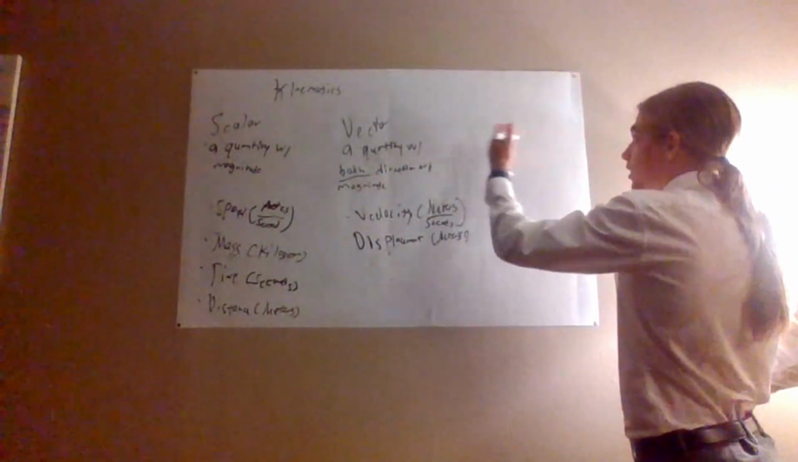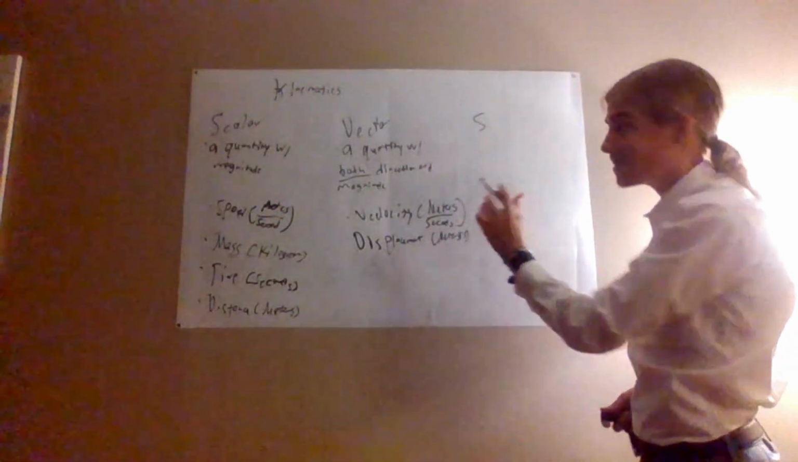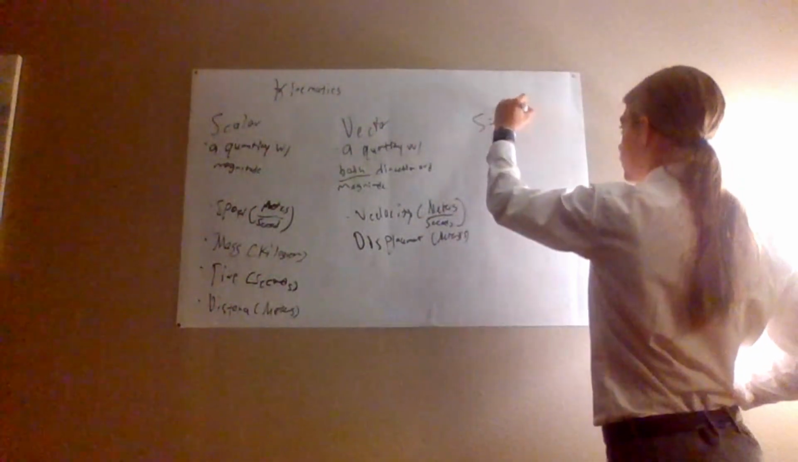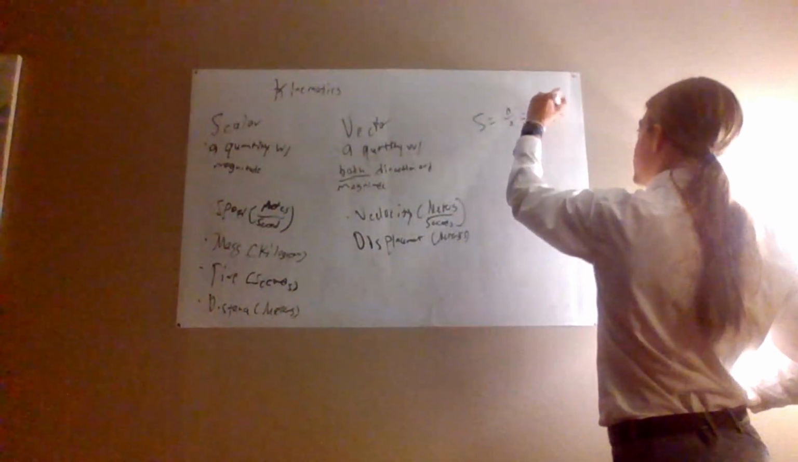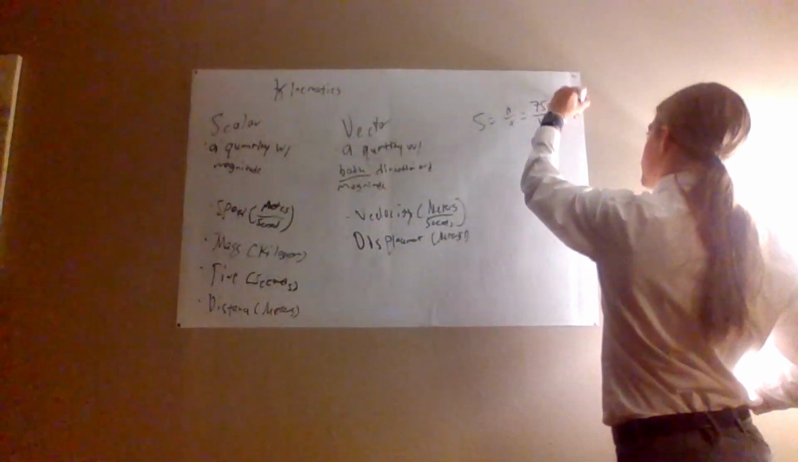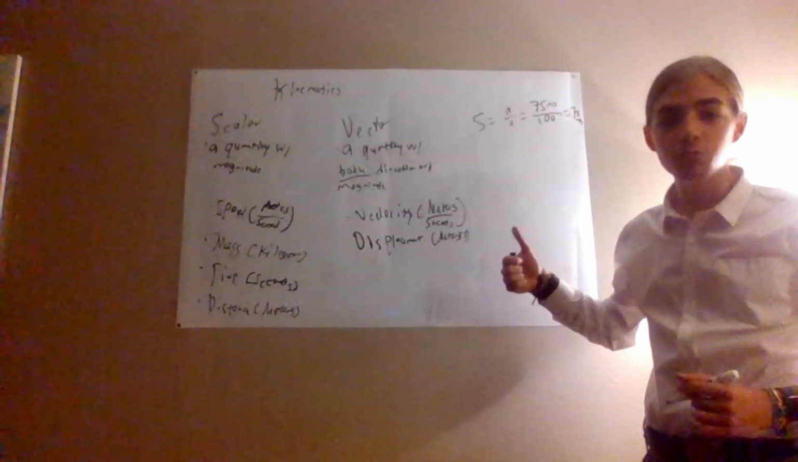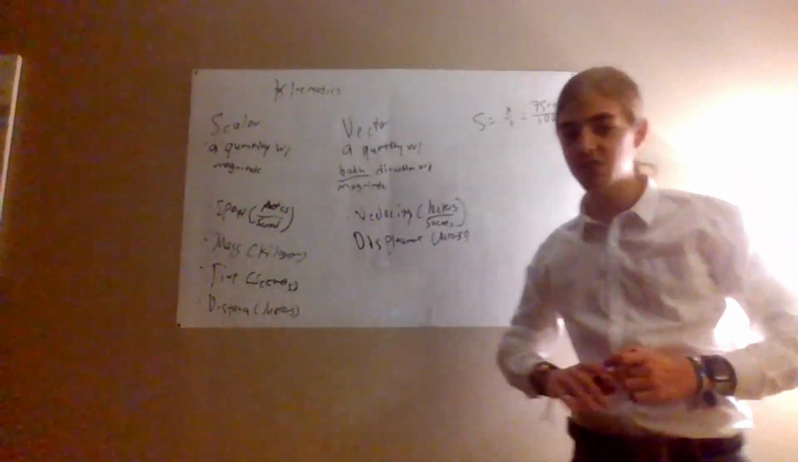So my speed, the symbol for speed is S, is equal to d over t, distance over time. 7,500 over 100 equals 75 meters per second. I am literally the fastest human on earth. Trust me. Look at me. I'm very obviously an athlete.